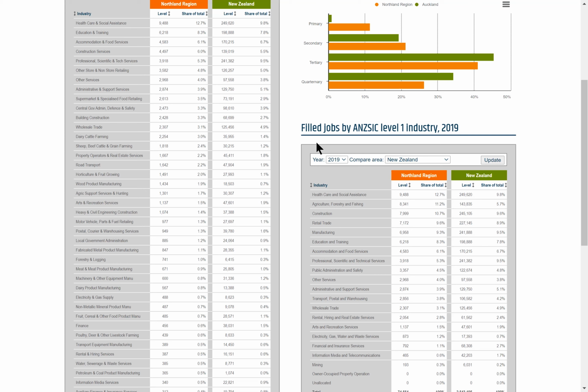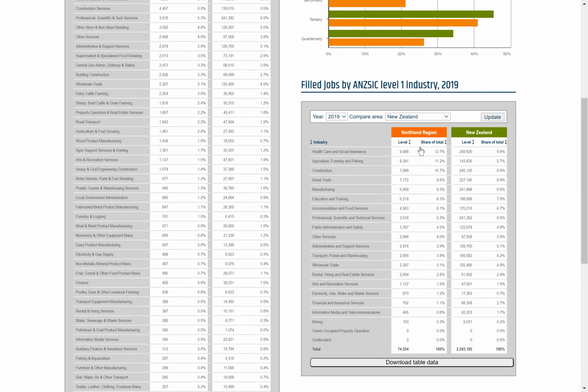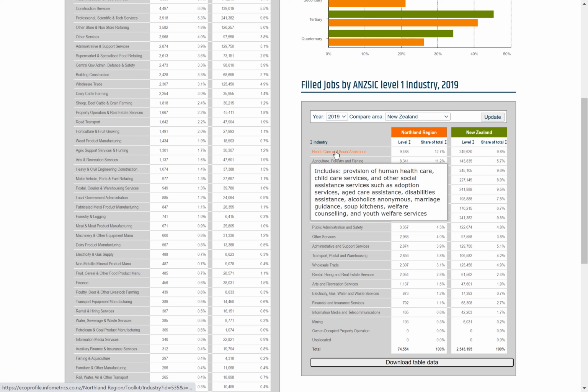ANZIC refers to the Australia and New Zealand Standard Industry Classification. All our industry data is based on this classification. Here you can look at the broad industries that make up the four broad sectors mentioned earlier, such as agriculture, forestry and fishing, manufacturing, retail, trade and professional, scientific and technical services. Look at the industries that make up the largest share of employment in your region and compare that to the national economy or a region of your choice. Hovering over any industry name gives you a description of the activities it involves.